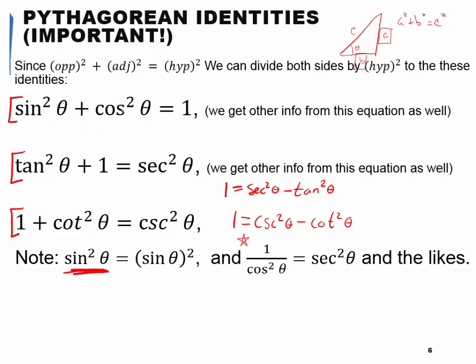We can do the same thing here, right? We also know that sine squared theta is equal to 1 minus cosine squared theta. What am I doing here? I'm just doing a little bit of algebra, okay? That's all I'm doing. I'm just subtracting cosine over.